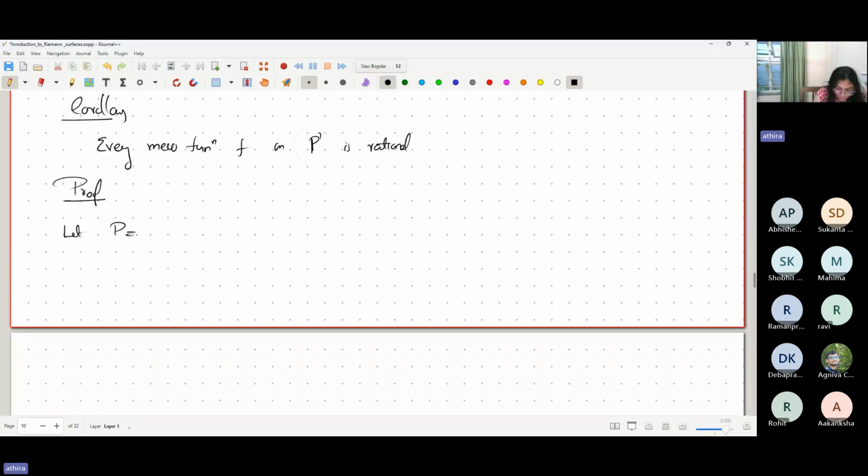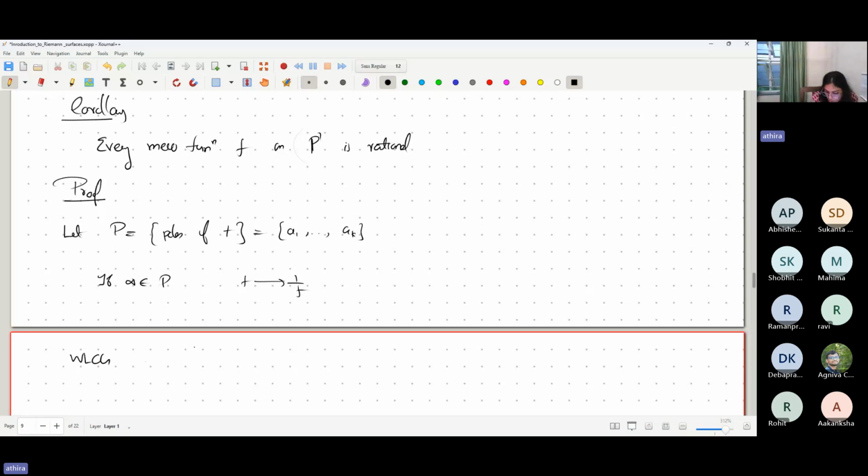Let P be the set of all poles of f. I'm denoting these poles by a1 to ak. This is fine because of the identity theorem. And if infinity belongs to P, I will replace f by 1/f. Without loss of generality, if we can show that 1/f is rational, then f is also rational. So I am assuming that infinity does not belong to P.